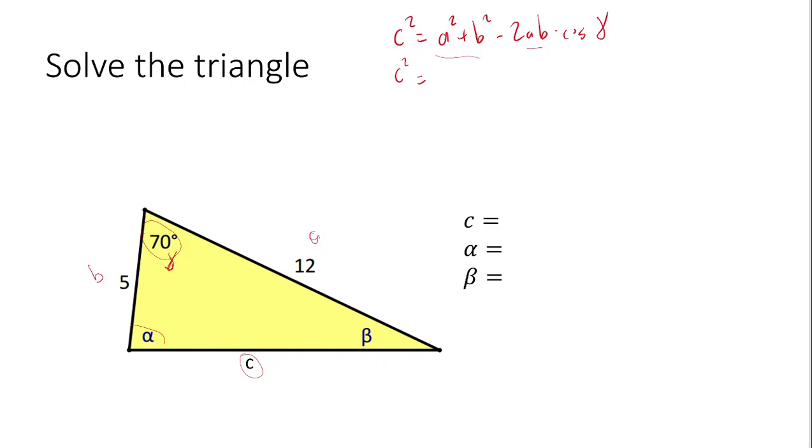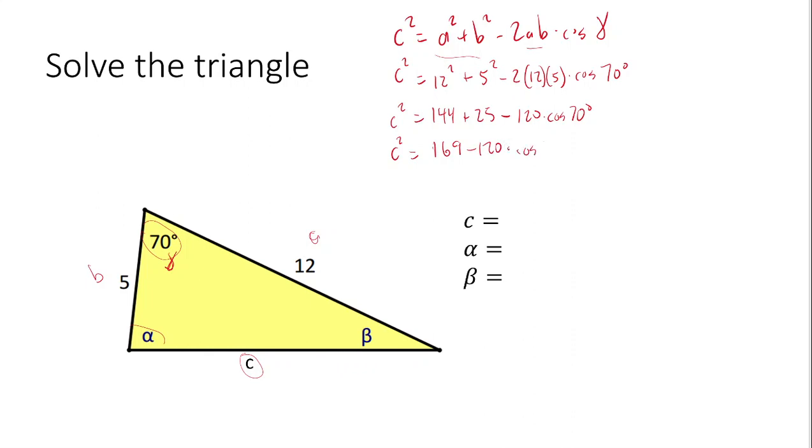All right, so plugging numbers in, we have 12 squared plus 5 squared minus 2 times 12 times 5 times the cosine of 70 degrees. This is going to require a calculator at some point, but we can do a fair amount of this beforehand. 144 plus 25, minus 12 times 5 is 60, times 2 is 120, times the cosine of 70 degrees. C squared is equal to 144 plus 25, which is 169, minus 120 times the cosine of 70 degrees.